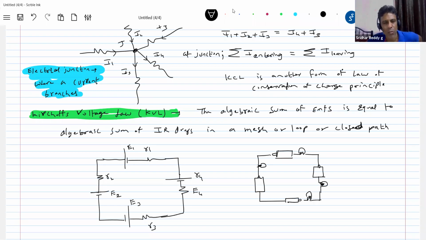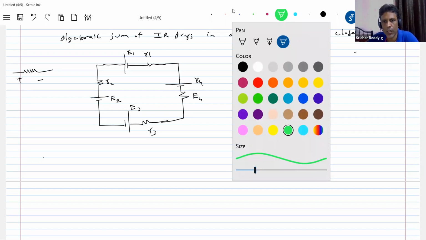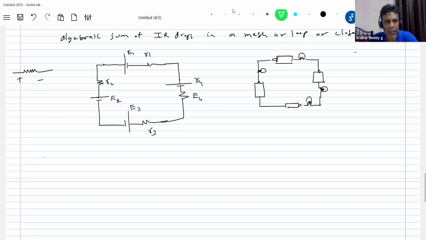You assume and solve it. If you get positive, you assumed the right direction. If you get negative, you assumed the opposite direction. Then there are some conventions that I'm going to follow. So what are the conventions? Across a resistor, if I move from positive to negative, there's a direction of traverse.